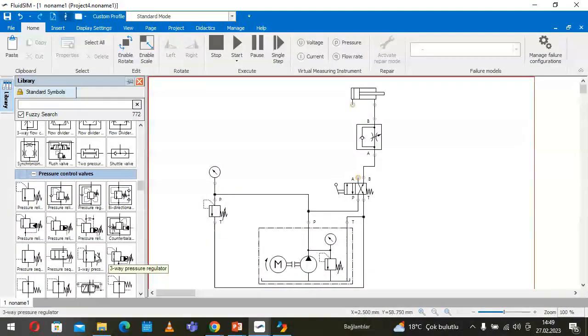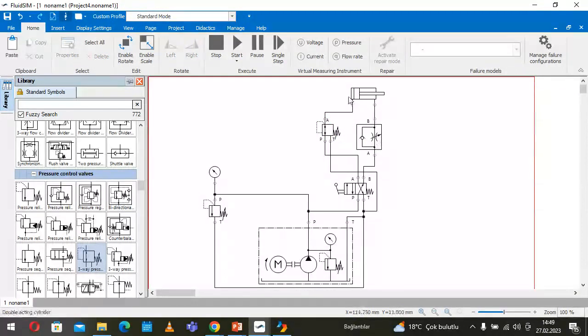Okay, this one, for example. Pressure regulator, I can use this one. This has to be connected to the tank. Okay, and this has to be connected to here. Okay, then this we have to connect here.